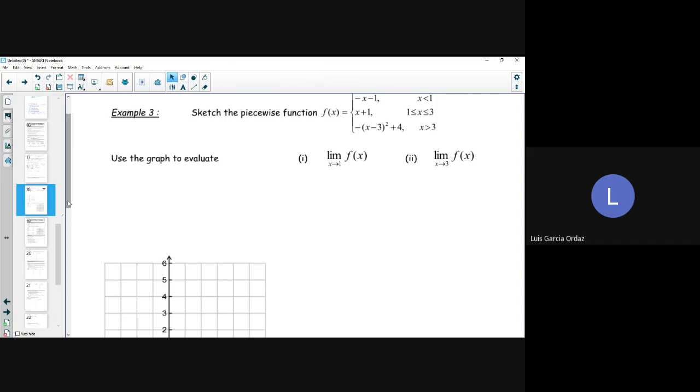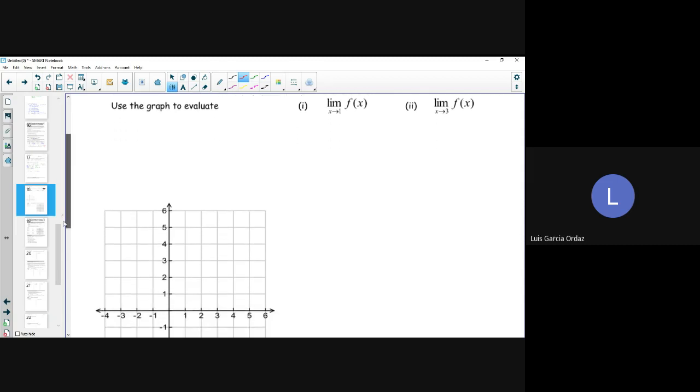And when it has greater than or equal to, we're going to have a closed dot. So we want to find the limit as x approaches 1 and as x approaches 3. So we're going to start off with the easy one, x plus 1. So it's included over here. And the restriction was x has to be between 3 and 1. So this is going to be my first section of the piecewise function, which is x plus 1.